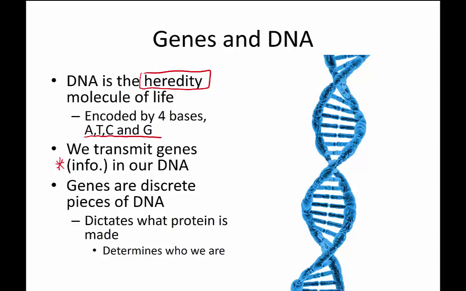So then what is a gene? Genes are discrete pieces of DNA. It's almost like a chunk of DNA. A little bit later in this lecture, we'll go over a more precise definition of what exactly a gene is. But genes, for the most part, dictate what proteins are made in us.